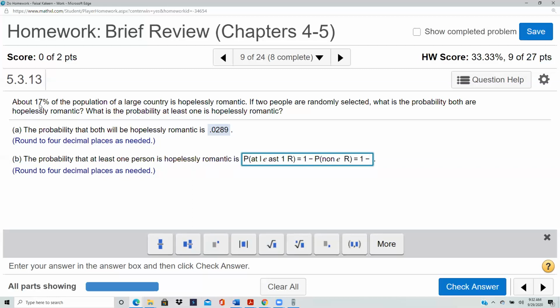The probability of each person being romantic is 17%. What's the probability of not being romantic? I really don't know. Do you subtract it by the 17?